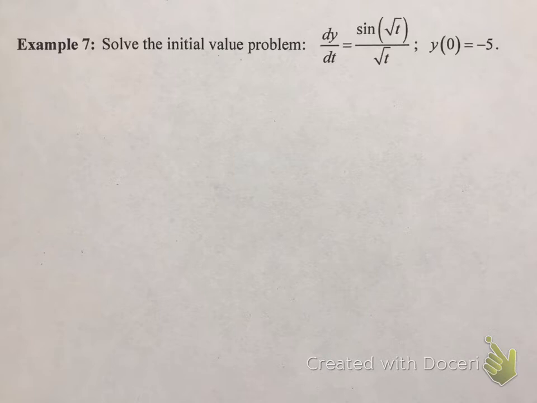Example 7 says solve the initial value problem dy dt equals sine of the square root of t divided by t when y at 0 equals -5. Okay, we're starting off with a derivative. So to get back to the initial value, we have to take the integration. All right, so we're going to do integration with this.